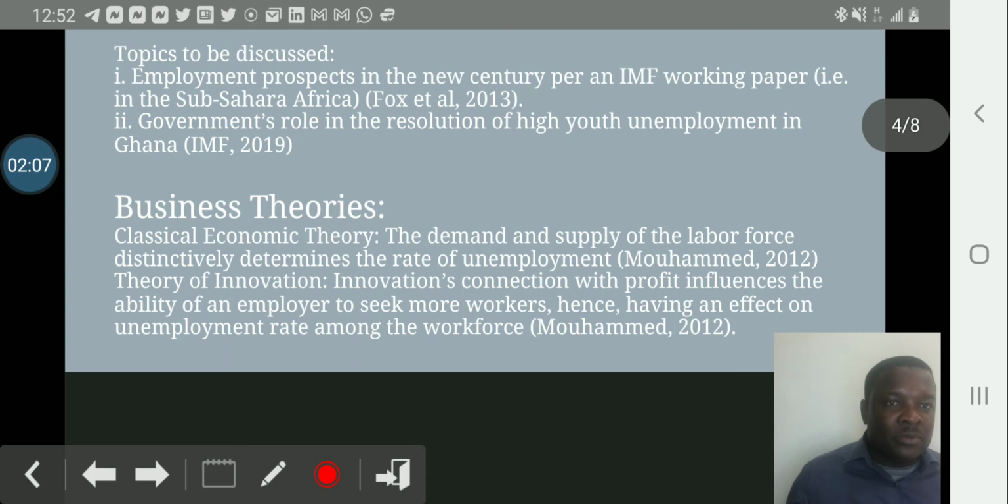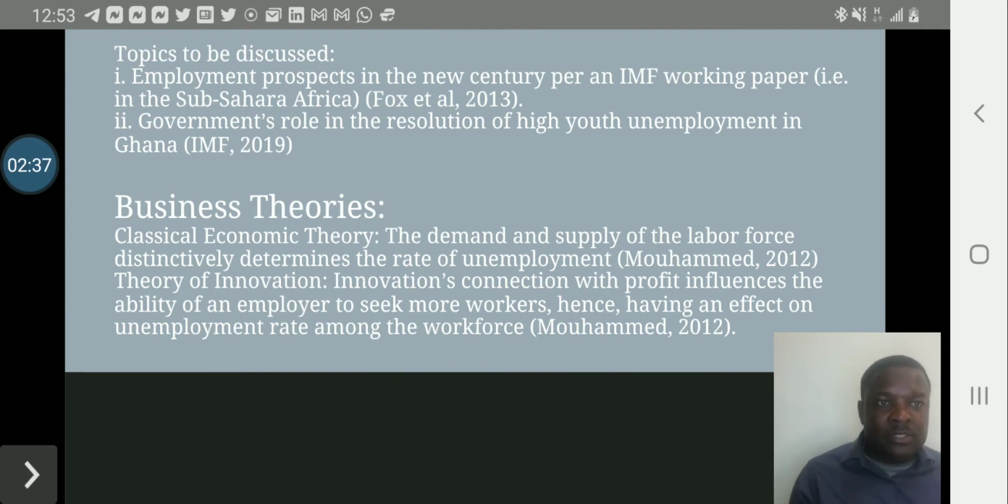So the next one is the topics that we're going to discuss. We're just going to talk about previous research that has been done. The IMF has conducted some research on this crisis. So we're going to look at that research, and then we're going to consider their research on the government's role in resolving the crisis. The first theory I will be considering is the classical economic theory, which has to do with demand and supply of labor. So when there's a high demand, definitely there's going to be high supply. When there's more demand for an increased workforce, the country already has more than enough.